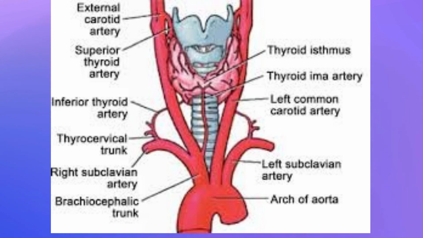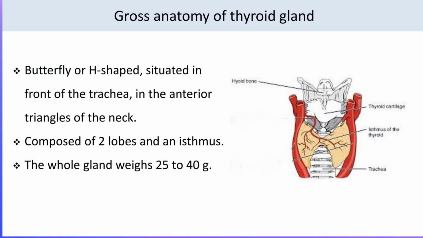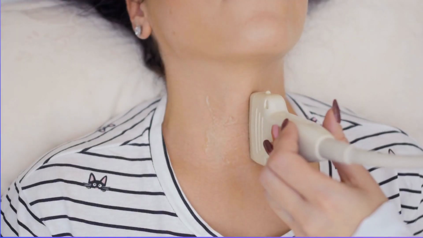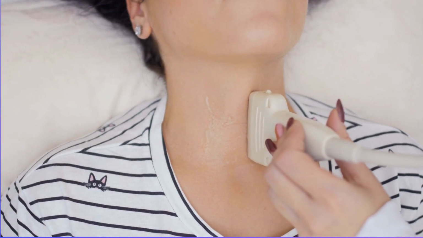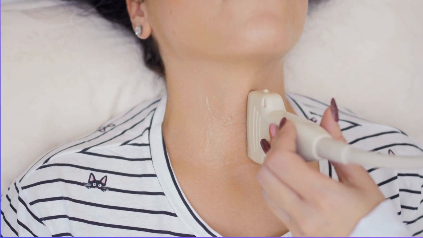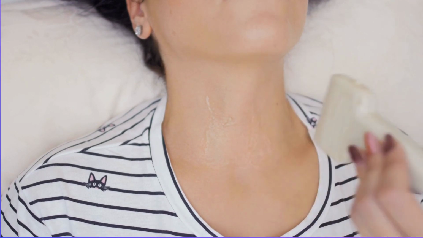various thyroid pathologies. The thyroid gland is a vital endocrine organ, often described as butterfly or H-shaped. It's strategically positioned in the anterior neck, specifically in front of the trachea, within the anterior triangles. This gland typically comprises two distinct lobes connected by a central isthmus. In a healthy adult, it weighs approximately 25 to 40 grams, a relatively small size for an organ with such profound systemic effects. Its superficial location makes it readily palpable during physical examination, which is an important clinical skill.